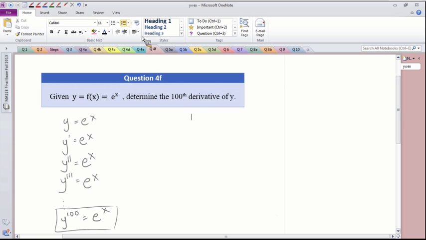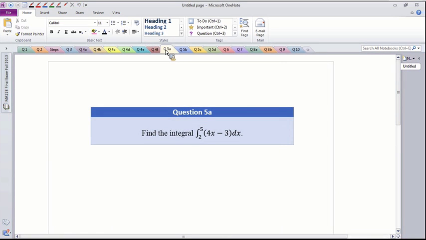Okay, so let's move on to question 5a. We're trying to find the integral of 4x minus 3 from 2 to 5.